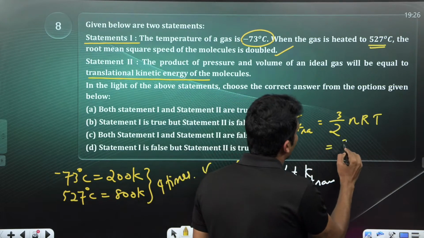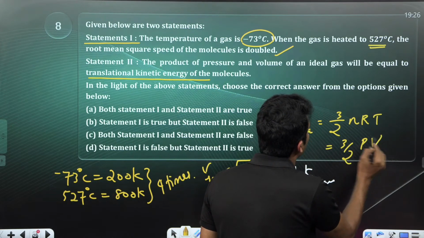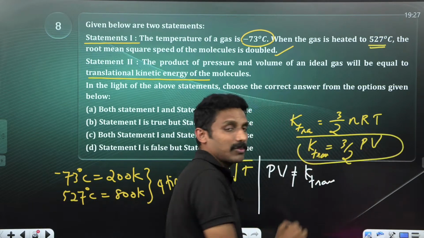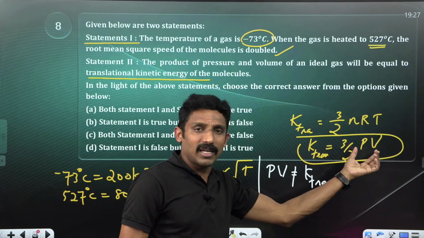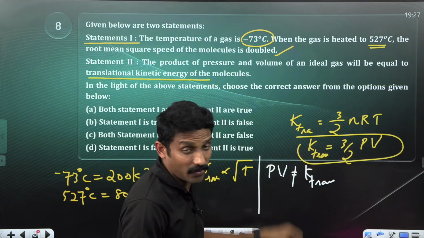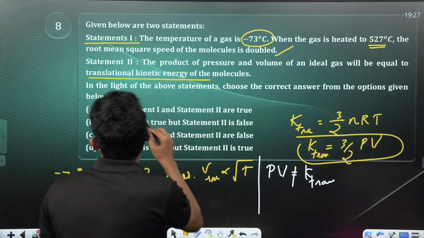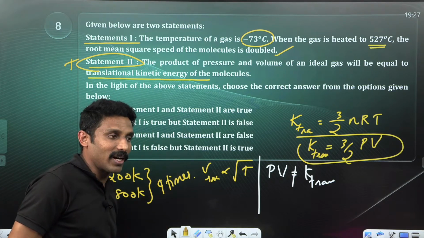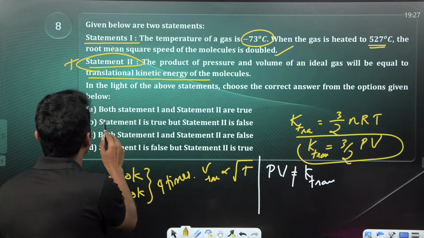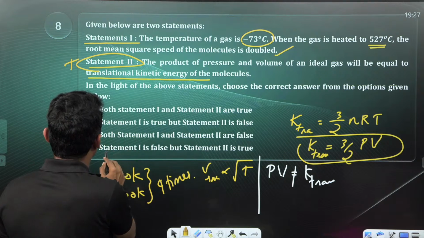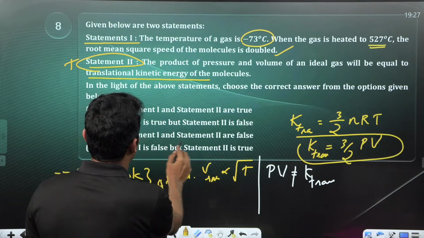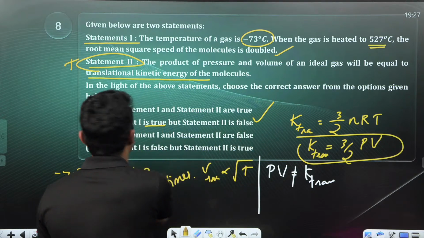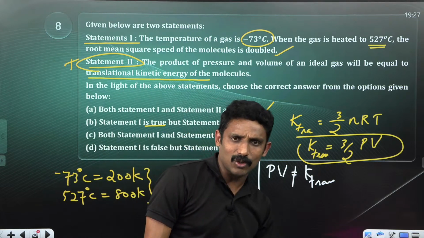That is 3 by 2 times of PV only. K translational is 3 by 2 times of PV, not PV. Actually, PV is equal to 2 by 3 times of K translational. So statement 2 is incorrect, and statement 1 is correct. Understood? So the answer is: statement 1 is true, but statement 2 is false. Answer is option B.